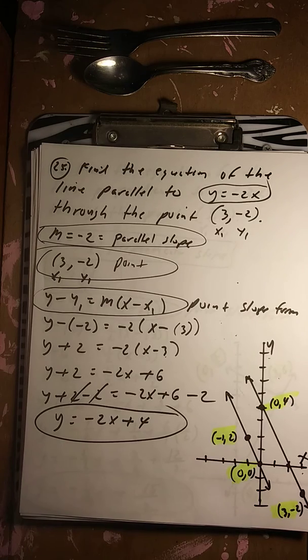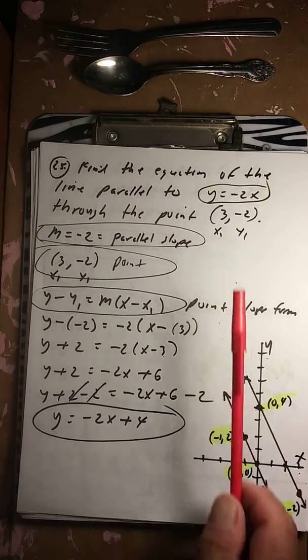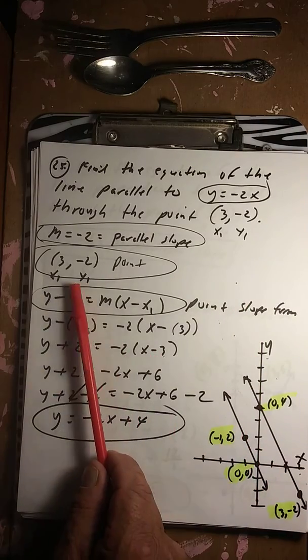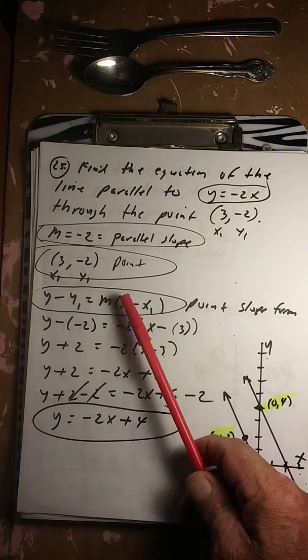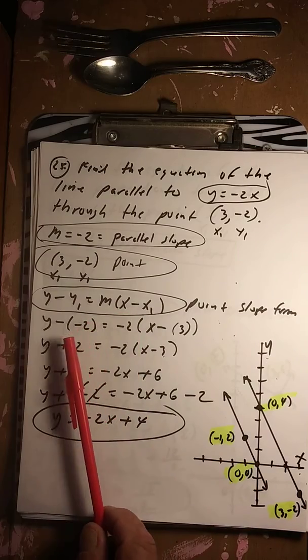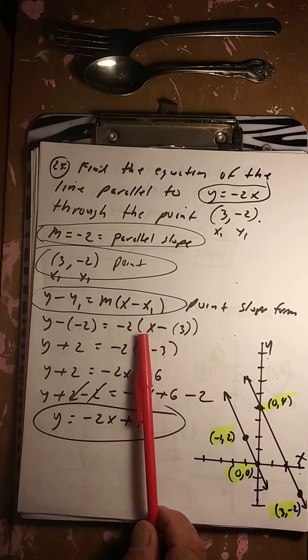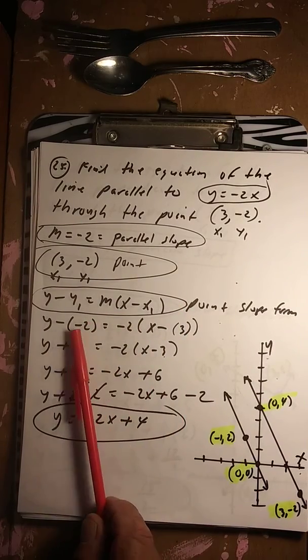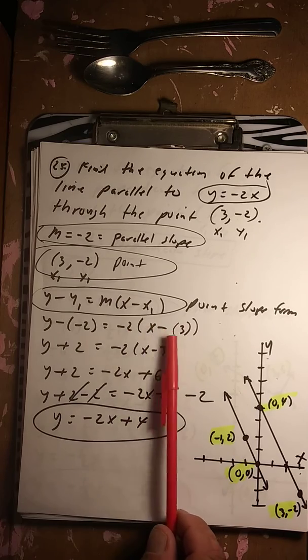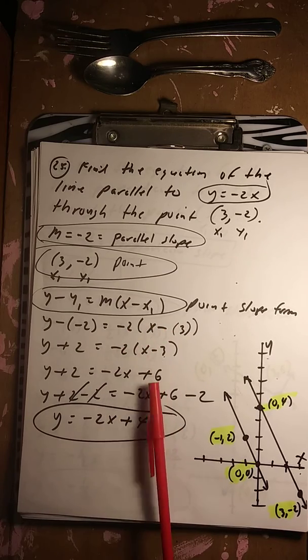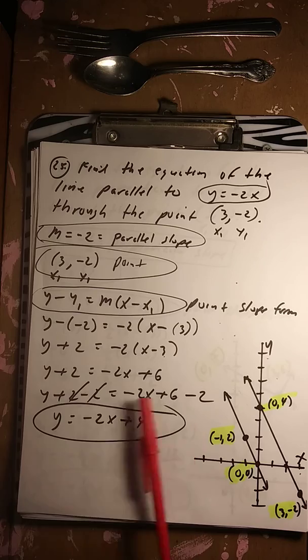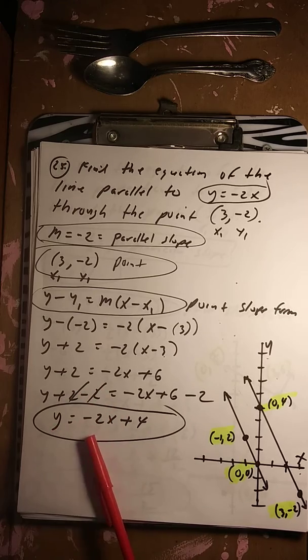Find equation on line parallel to that. Alright, parallel, what does that mean? That means the slopes are the same. So it means the slope's going to be negative 2, just like this one. And the point is 3 and negative 2. Put those numbers in the point slope formula. And you have negative of negative 2, negative 2 times x minus 3 from there. So it's going to be positive. That times that is going to give you negative 2x. That times that is going to be plus 6. Minus 2, these are gone. So y equals negative 2x plus 4.